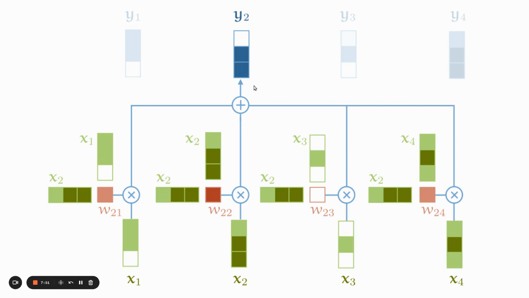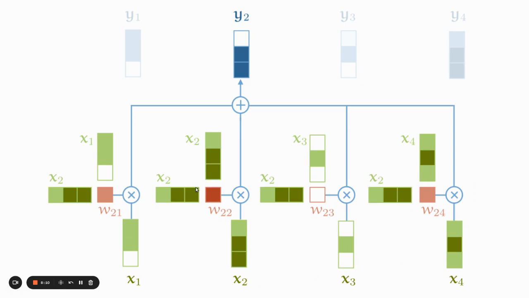Okay, so what is happening? We assume we are calculating y2. How will we calculate y2? We will calculate y2 using the weights w2. So we'll have a weight w21 and multiply it with h1, plus w22 times h2, plus w23 times h3, plus w24 times h4.